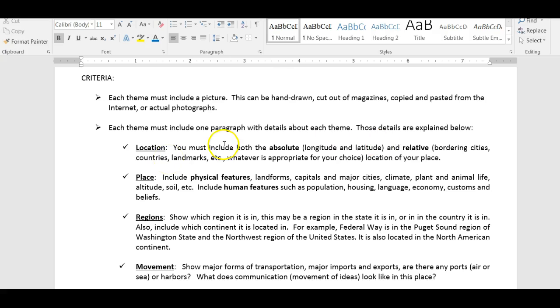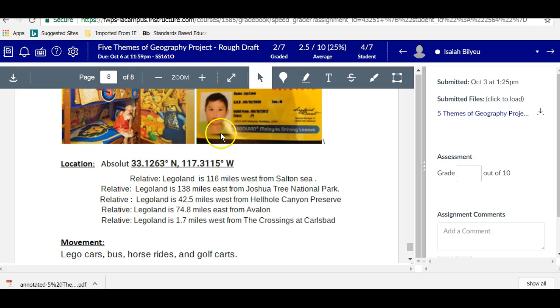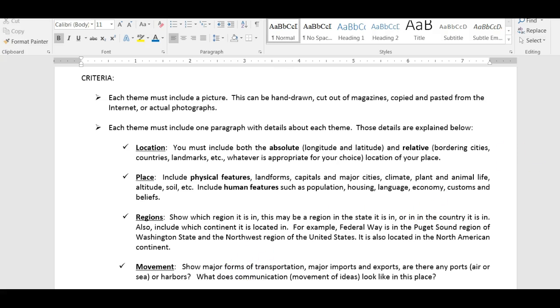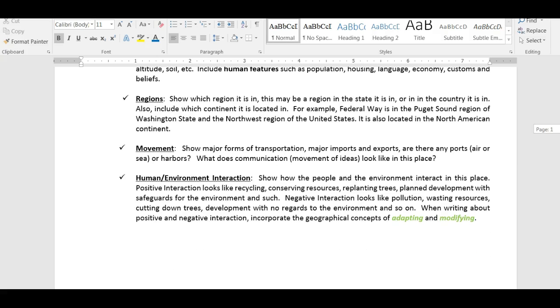Now I'm going to go back here. Each theme must include 1 paragraph. So these are sentences. It looks like you copied and pasted them. I would like this information written in a paragraph, okay? Now with movement, all you wrote was Lego cars, bus, horse rides, and golf carts. So if we go to movement, I said show major forms of transportation, major imports and exports.